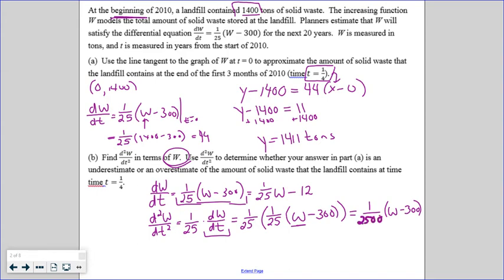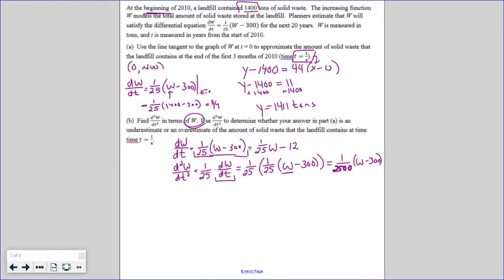All right, so then continuing on, it asks us, is that an overestimate or an underestimate? And so then we would consider what we are looking at here. If I were to look at the value here of our second derivative, specifically at time equals 1/4.